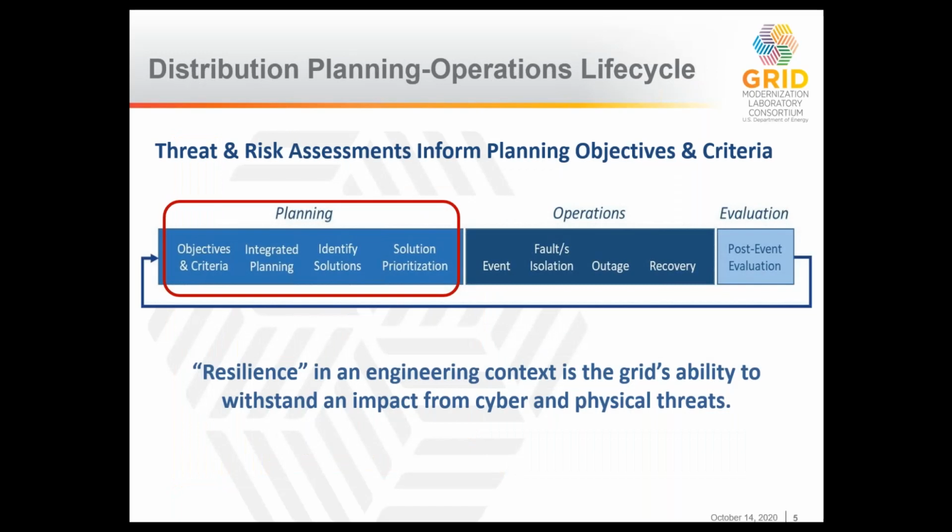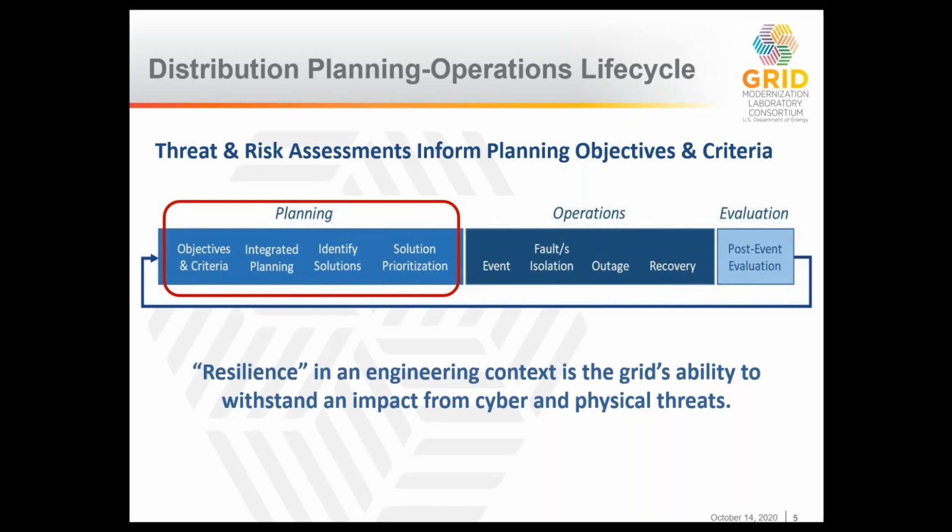So one of the things in any sort of planning, and how it relates to implementation and ultimately operations, is this overall life cycle where we start with objectives and criteria, the integrated planning process, identifying solutions, and solution prioritization. The diagram that was shown on the prior slide really is a decomposition of these four dimensions represented here. But as we think about resiliency and reliability planning, it's important to understand the operational stage and how this ties to a post-event evaluation and then the feedback loop back into the objectives and criteria. So there's this life cycle, if you will, of how this planning fits into the overall picture.